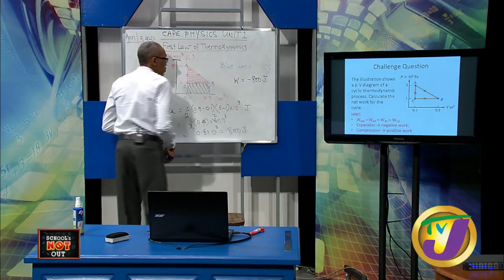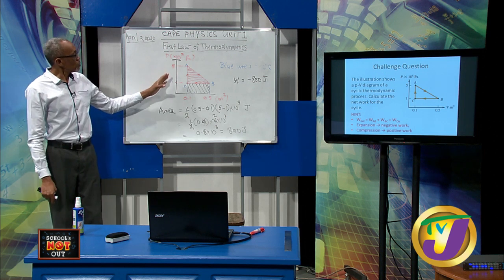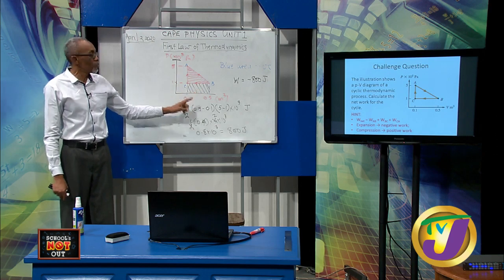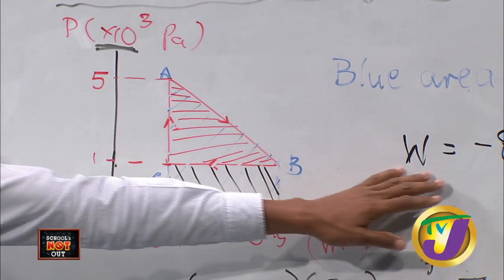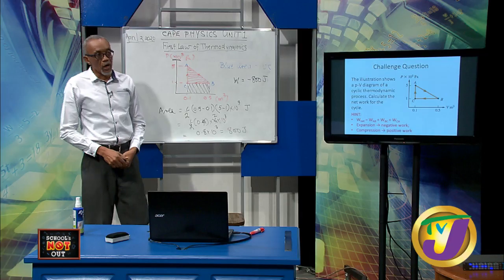What you can do is to try it for yourself. Find the area of the trapezium, you know that's negative. Find the area of the rectangle and subtract the two of them and see if you get the 800 joules.